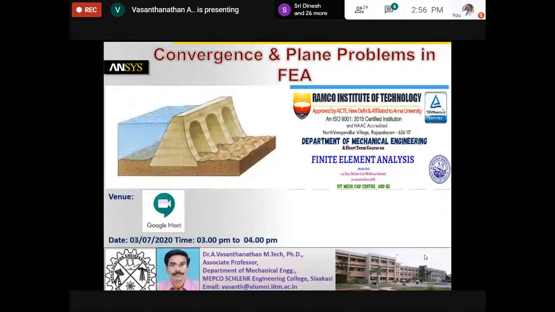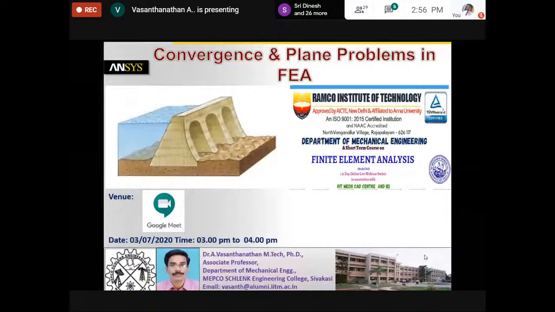Now before I start my modeling work, I have to check whether any chances are there for converting the 3 dimension into 2 dimension or 3 dimension to 1 dimension. Correct? That is called a plane problem. So for plane problems, there are 3 opportunities for you: plane stress, plane strain, and axisymmetry. Most of the structures will have these assumptions. We will see one by one.